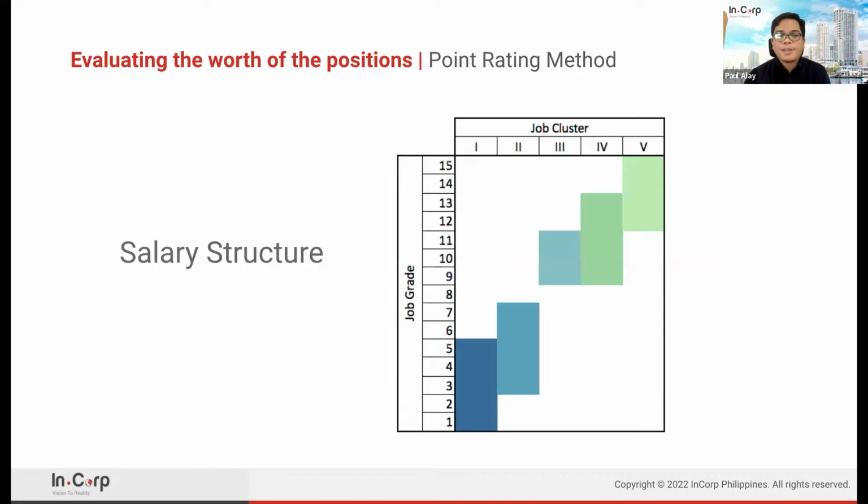So once we come up with that kind of clustering, we can now come up with the salary structure. So those for cluster 1 would be placed here. For cluster 2 would be placed here as a block, and then so on and so forth. Now, we would have an idea of how much can we pay a certain position or a certain individual with a certain position, as long as we know which cluster this position would be part of.